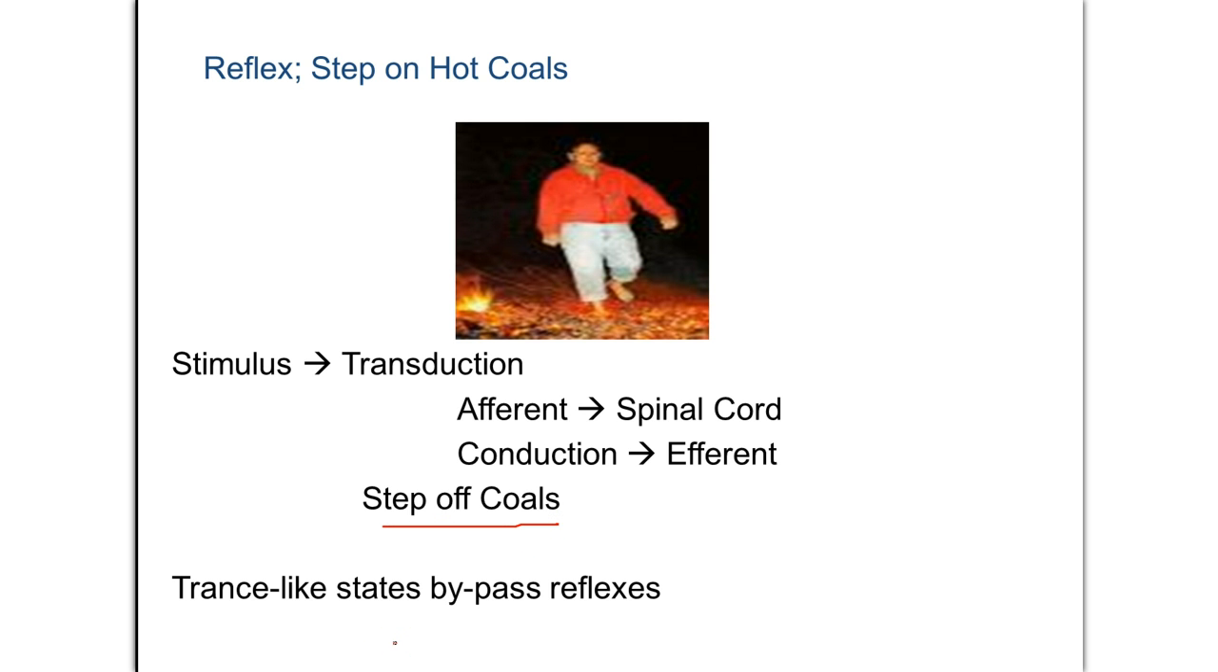But there are some cases, and they're not completely sure how it happens, in which trance-like states can bypass these reflexes. Therefore, you get phenomena like coal walking, okay? People lying on pins, people being able to go into hypnotic states and being able to create pain. All those kinds of trance-like states tend to bypass these systems.